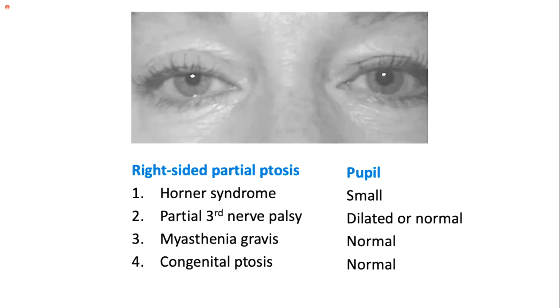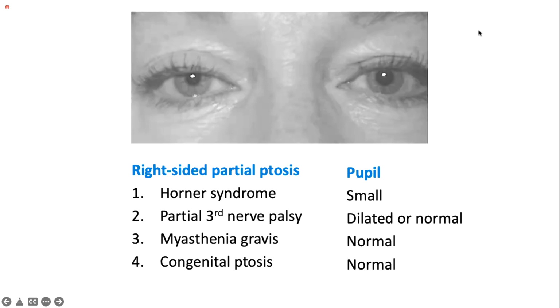Right-sided Horner syndrome. Does everybody agree? Yes or no? Yes, sir. Right. So we have come this far simply by what? By inspection. Okay. So now we have got a diagnosis simply by inspection. We have a right-sided Horner syndrome.